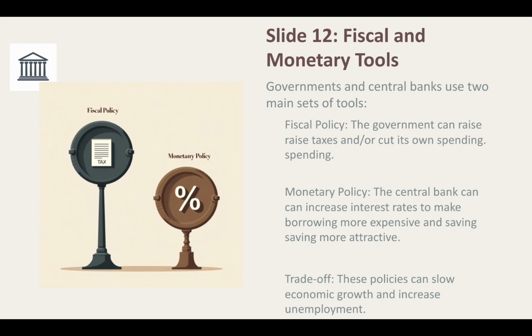Fiscal and monetary tools: the government and the central bank use two main sets of tools. Number one is fiscal policy, where the government can raise taxes and cut its own spending. Number two is monetary policy, where the central bank can increase the interest rate to make borrowing more expensive and saving more attractive. So people will consume less and save more because of the high interest rate. Trade off: these policies can slow economic growth and increase unemployment.